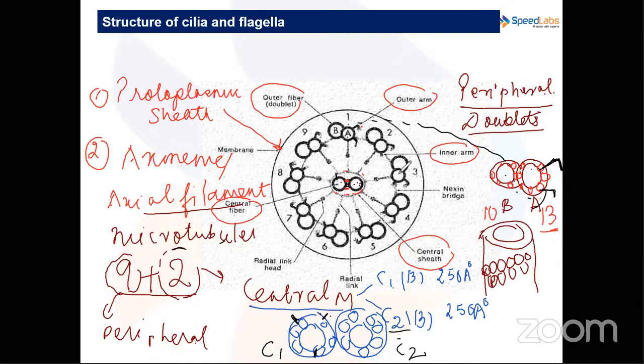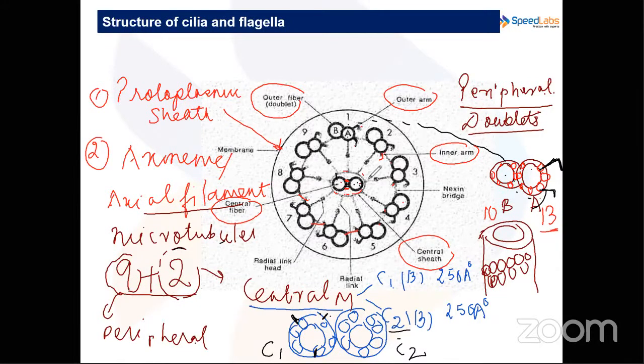So everywhere you will link them in this way. This is the inner arm, and it is connected to the B subunit. Inner is connected to B, all the time. All right, so this is one connection between the subunits.